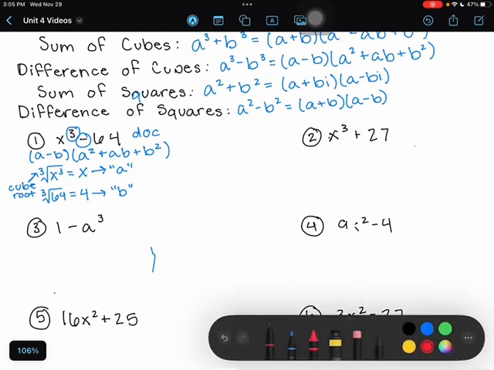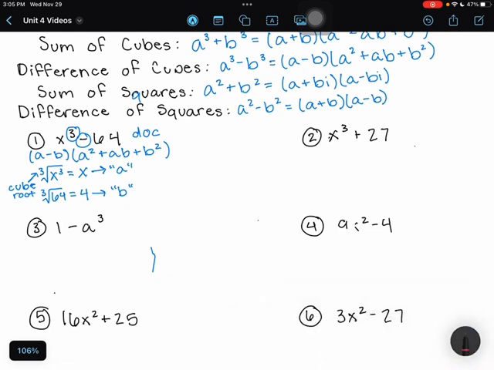So I can take my a and b terms and plug them in to the equation. So I have x minus 4, x squared plus 4x plus 16. And there we go.